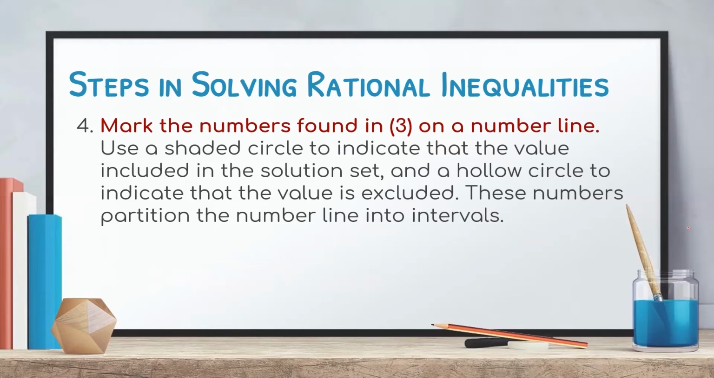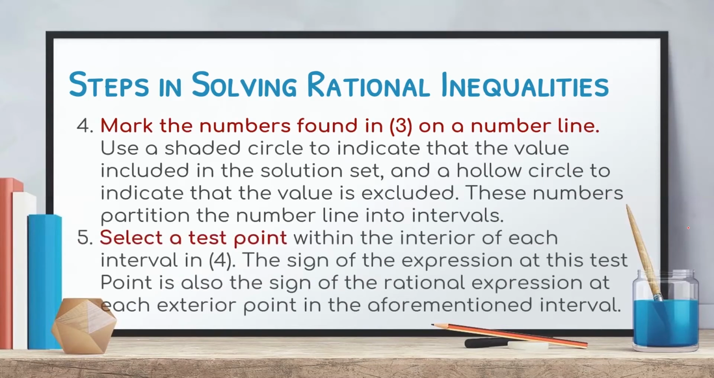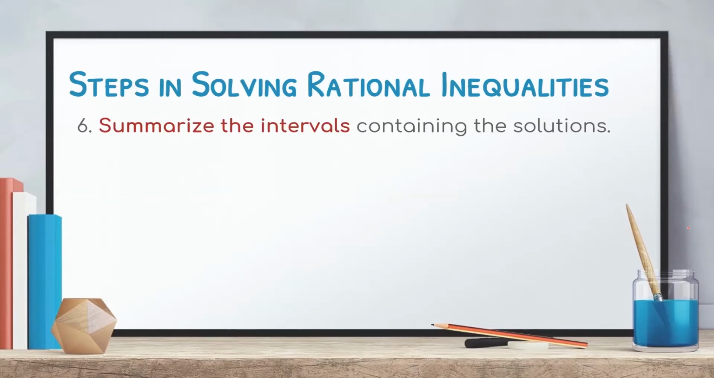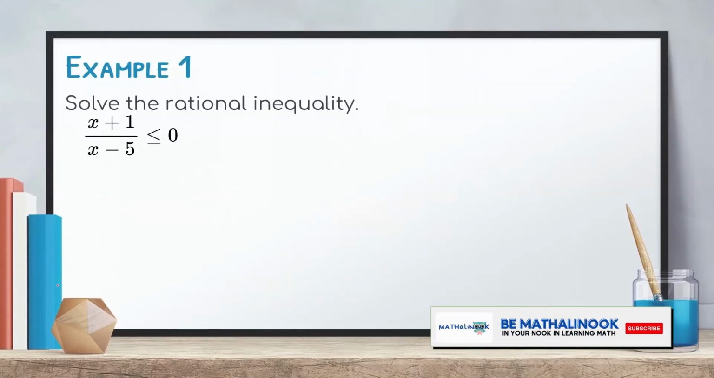These numbers partition the number line into intervals. Fifth, select a test point within the interior of each interval in step 4. The sign of the expression at this test point is also the sign of the rational expression at each exterior point in the aforementioned interval. And finally, summarize the intervals containing the solutions. To better understand these steps, let us have some examples.